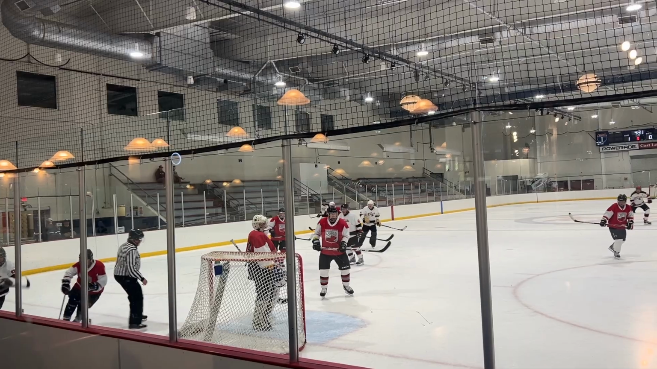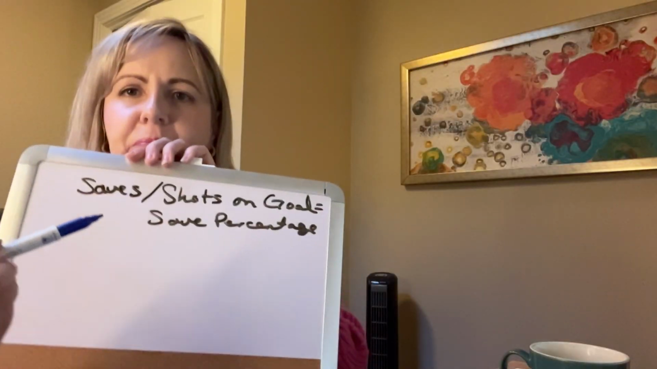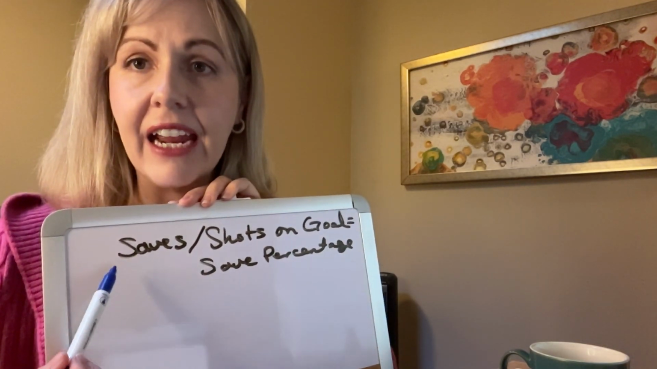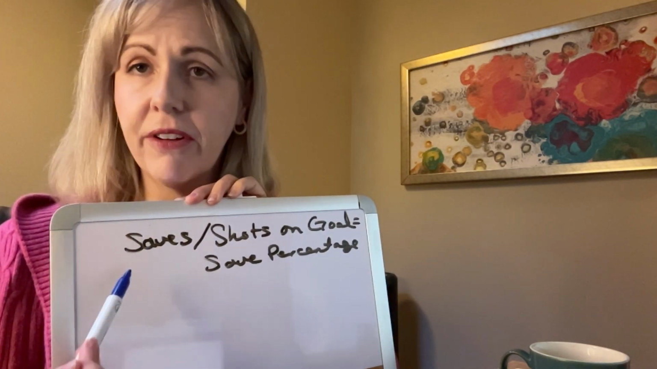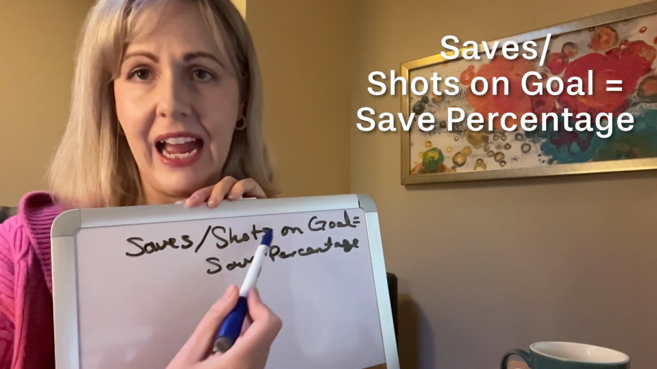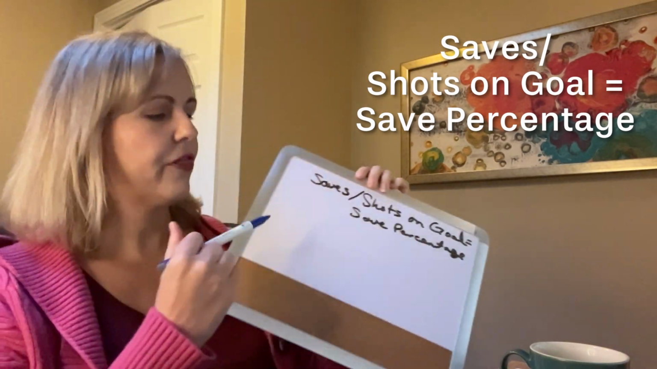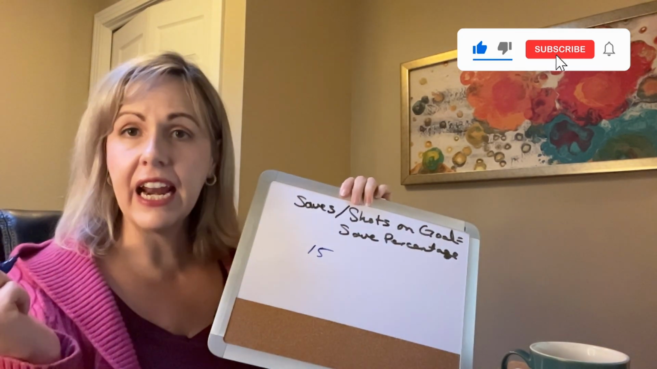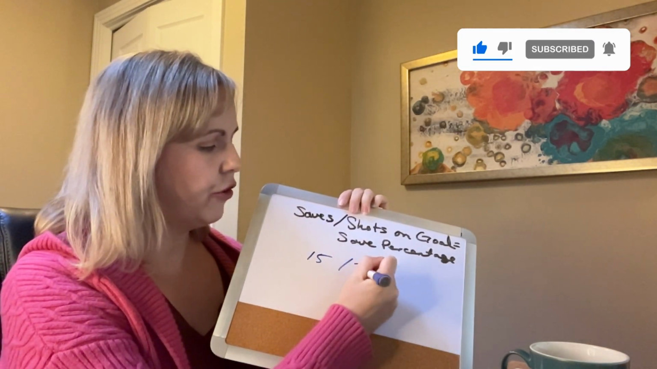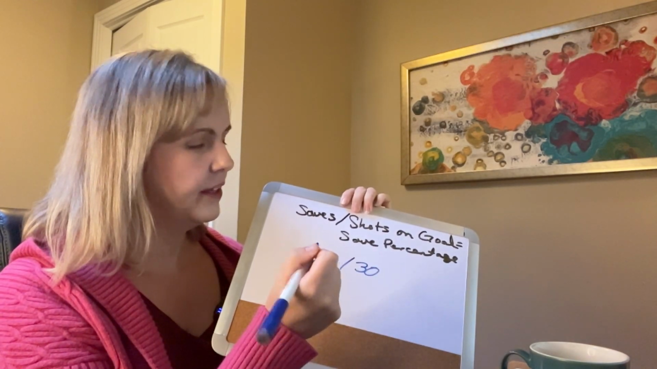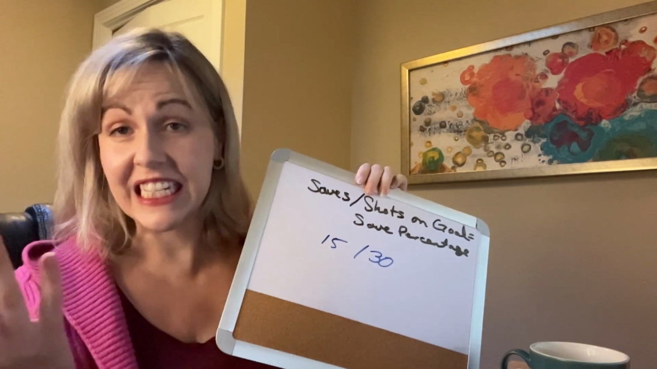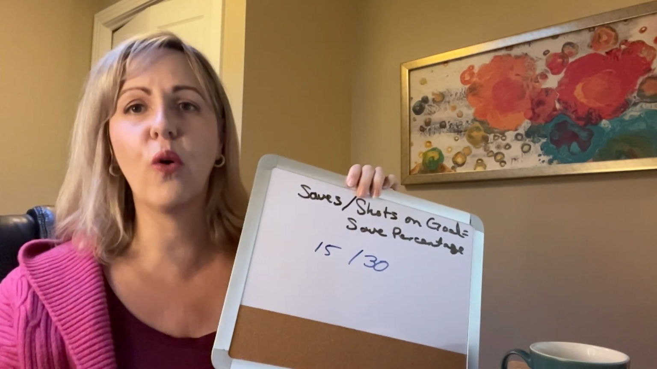So I wrote this down. I hope you can read my handwriting. A save percentage is the number of saves a goalie makes divided by the shots on goal. Say they have 15 saves in a game, and there were 30 shots on goal. That's actually pretty bad. That means they let in 15 goals, so the score is 15.